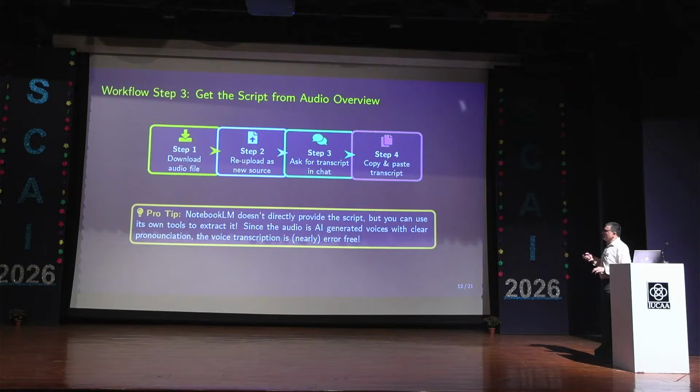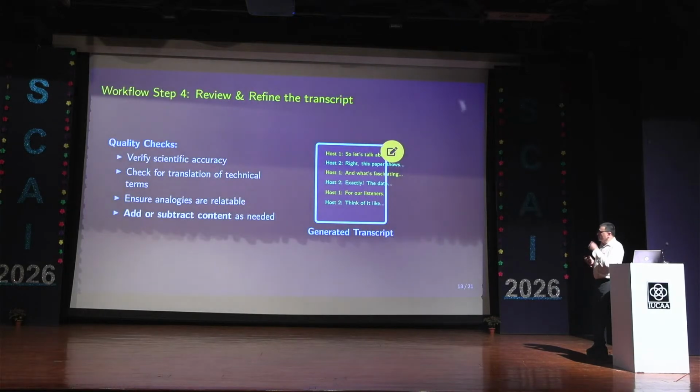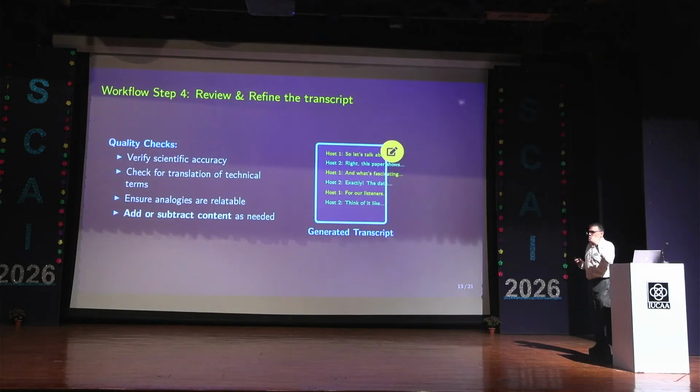So you get the transcript, copy and paste the transcript into a document. And then the next step, of course, is to review and refine the transcript. So first thing you should do is verify the scientific accuracy, check for the translation of the various technical terms, ensure the analogies are relatable. Sometimes it gives you analogies which are very Western in nature and so on, or at least it doesn't follow the idioms of the language, so you make sure the idioms are correct, make changes as necessary. So you basically add or subtract content as needed. Perhaps it's too long, perhaps it's too short, and you do it.